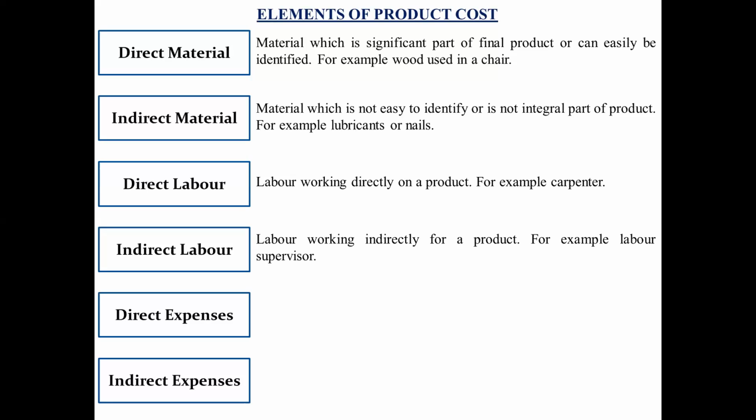Okay, then we have direct expenses. Direct expenses are those expenses which are connected directly to the product or which can be allocated to the product. You don't have to apportion them. For example, if I hire a machine only for one particular product, then the rent of that machine is going to be a direct expense, because that machine is not used for the other products, it's used only for that particular product. So that is a direct expense.